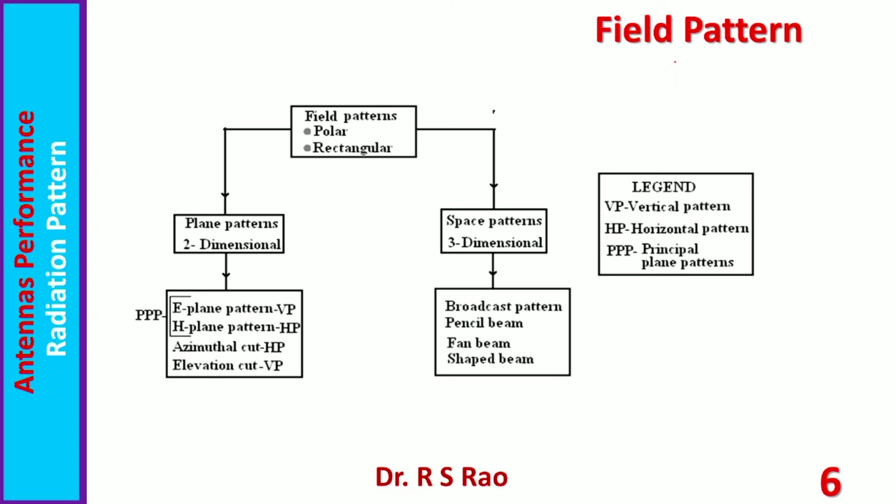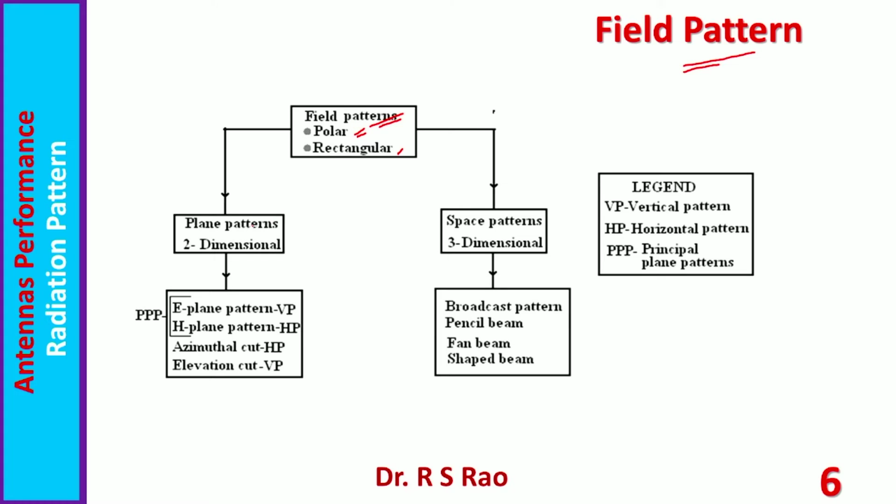Now, some important information pertaining to field patterns. Field patterns are of two types: polar and rectangular. If we use a rectangular coordinate system, then it is a rectangular field pattern. If we use a polar coordinate system, a spherical coordinate system, then it is a polar field pattern.